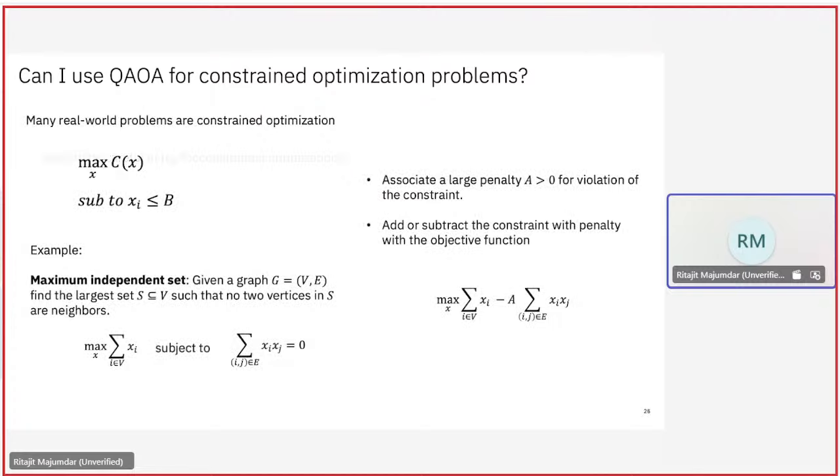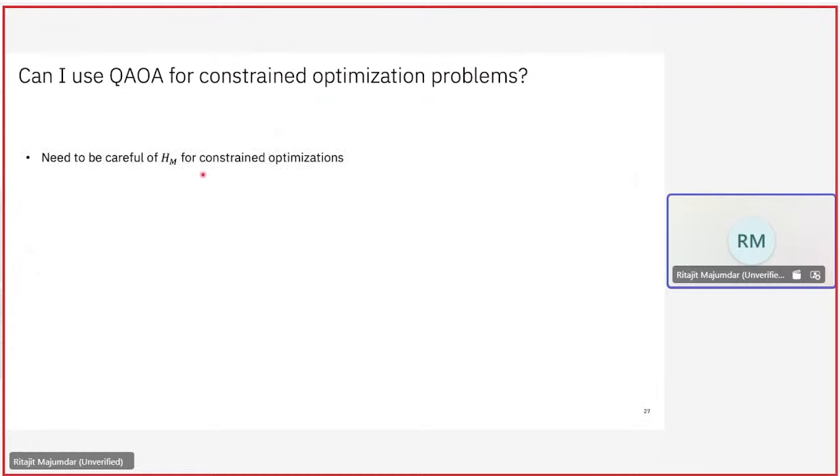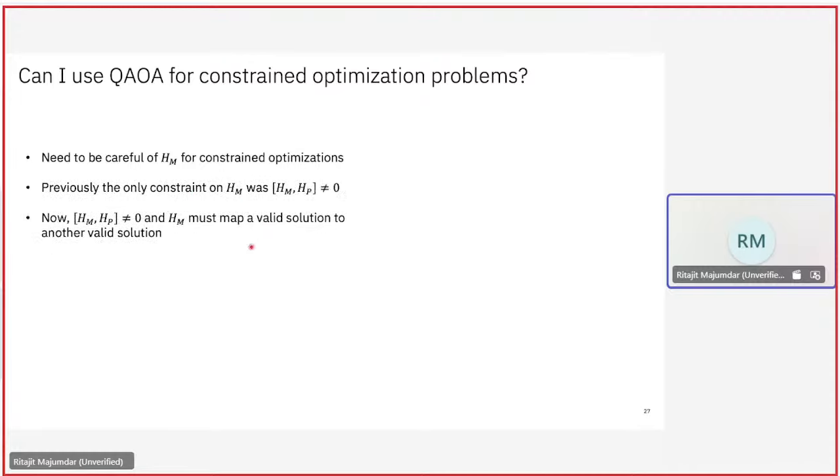Now, there is one big issue here. When I first talked of, if you remember the way I defined HM, I said that the only requirement was HM and HP should not commute with each other. If they commute, there will not be the phase transition, that the ground state will not transit from the ground state of HM to the ground state of HP. But the moment we have this kind of constrained optimization, we need to be very careful of HM. Of course, we need it to be as simple as possible. We need that it should not commute with the problem Hamiltonian, but at the same time, it should also map a valid solution to another valid solution.